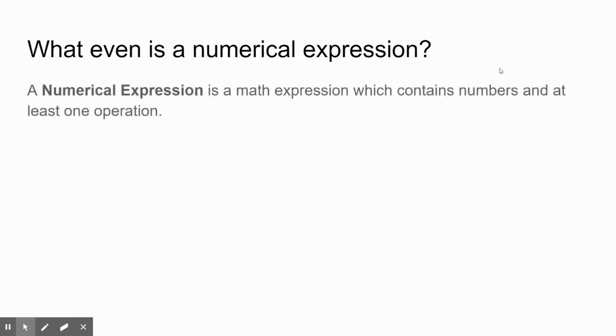Well, the definition that we're going to use is that a numerical expression is a math expression which contains numbers and at least one operation. Quite often, and what we're going to be looking at today, is going to have more operations than just one. But as long as it has some operation, it's a numerical expression.